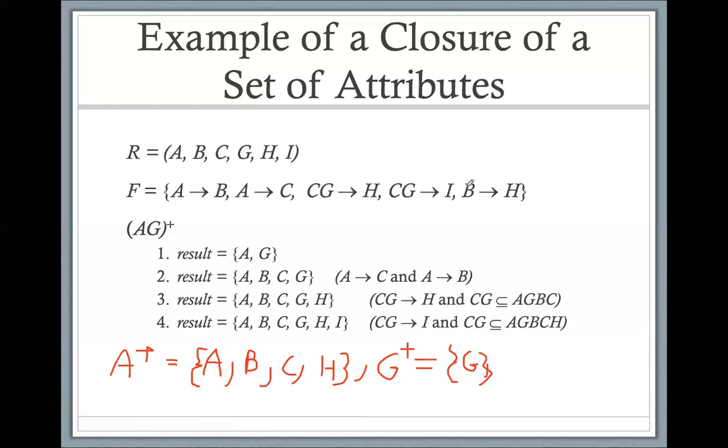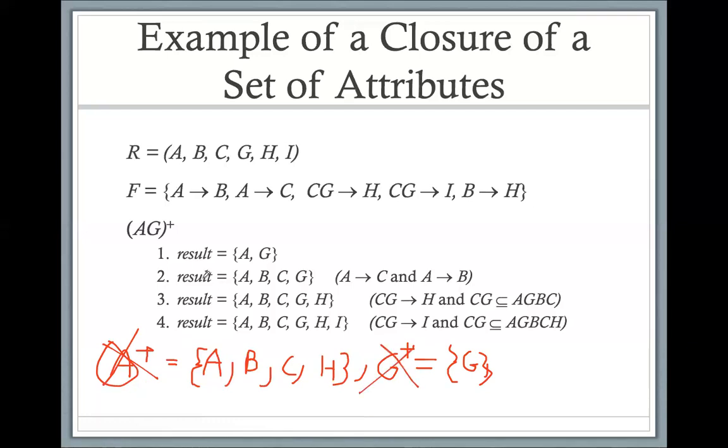So is A a super key? How do I know? Does it determine all attributes in the table? No, it doesn't, right? It doesn't determine I. So basically, A is not a super key. Is G a super key? Obviously not, because it doesn't determine all attributes in table R.